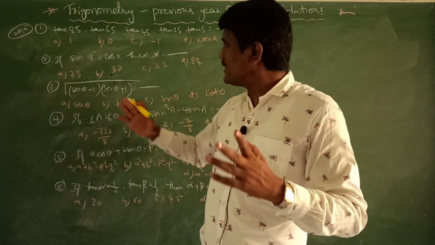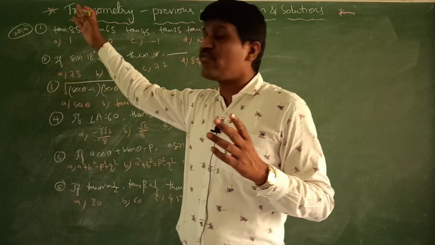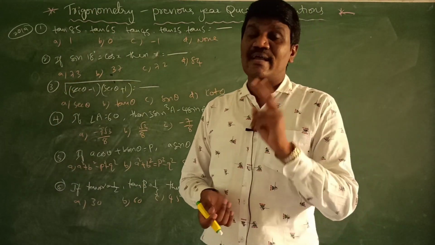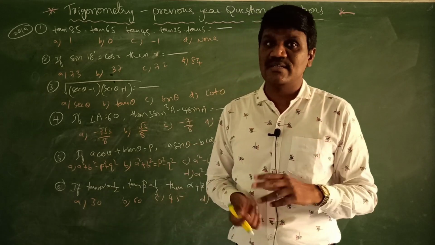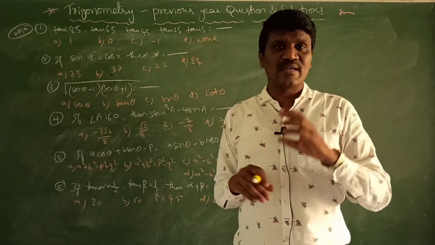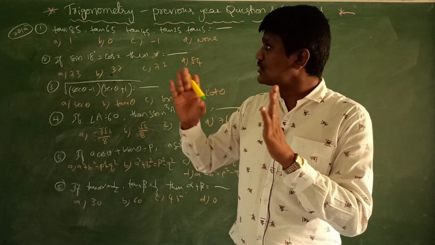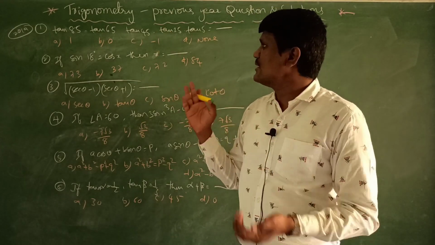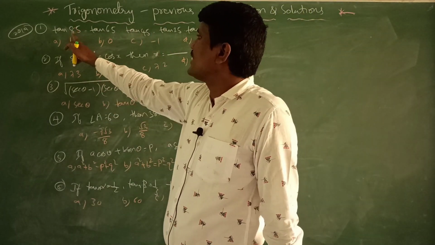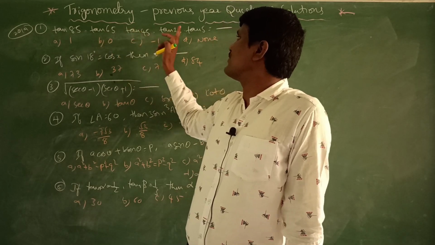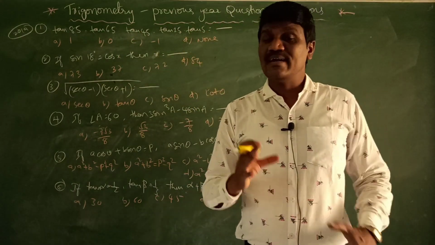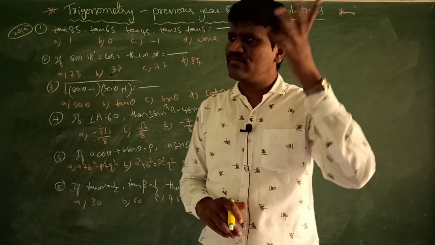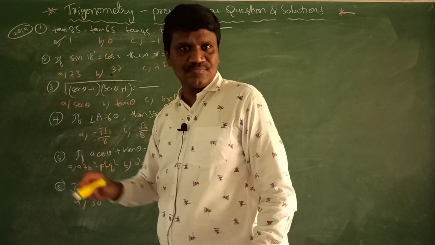So in 2019, there are 6 questions from trigonometry. In the application of trigonometry, 2 questions, that means a total of 8 questions based on trigonometry have come in 2019. So let us see, the first question is tan 85 into tan 65 into tan 45, tan 25, tan 5. Already I said, if tan is there, what is the answer? Directly 1. 1 is the answer.